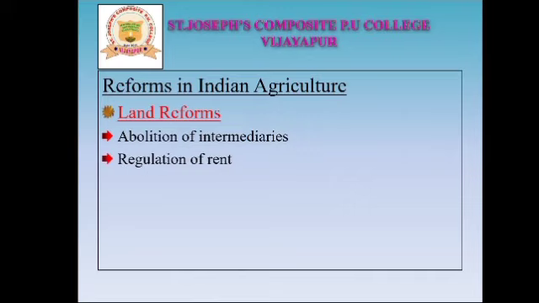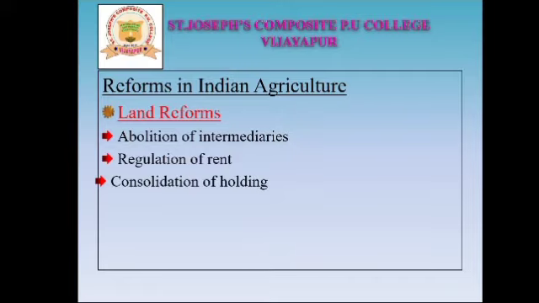Second reform, regulation of rent. In order to control or restrict the intermediaries, the rent system was also controlled, because the rent collected from the farmers, all the income earned by the farmers, had to be completely given to the intermediaries. So in order to regulate the rent as well as the intermediaries, we introduced the land reforms.